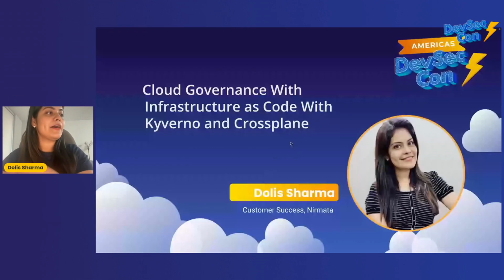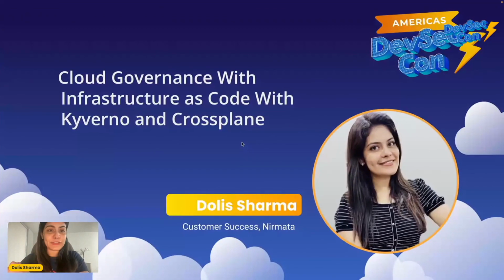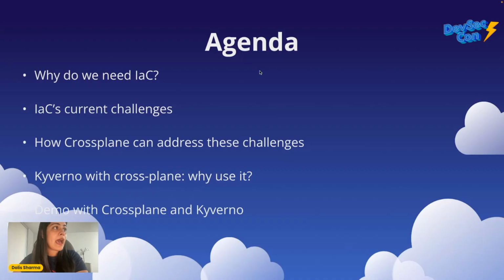Okay, so I think I've already been introduced, but I'll quickly talk about me, and then we'll talk about today's topic. My name is Dolis Sharma, and I'm a customer success engineer at Nirmata. And today we're going to talk about cloud governance with infrastructure as code, which is also called IaC, with Kyverno and Crossplane.